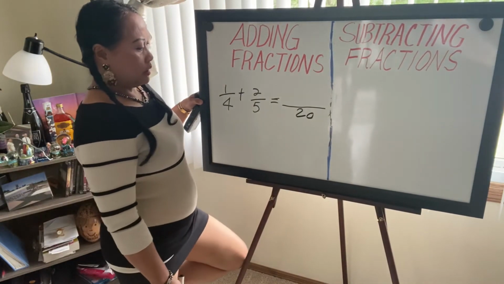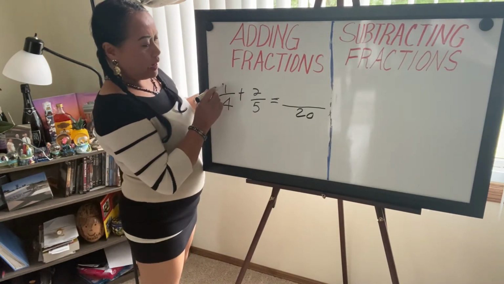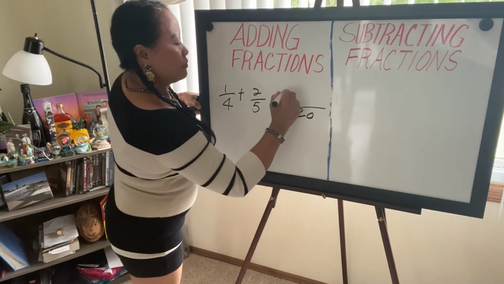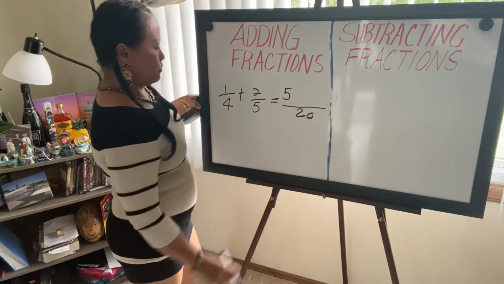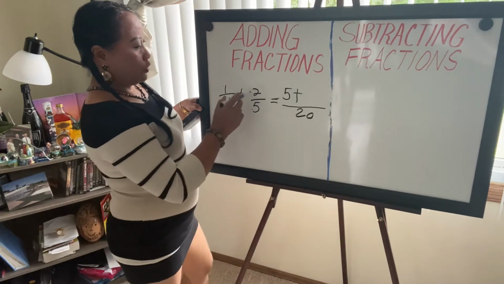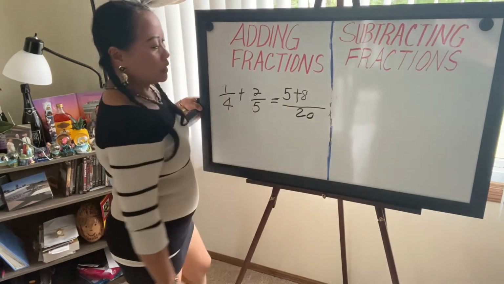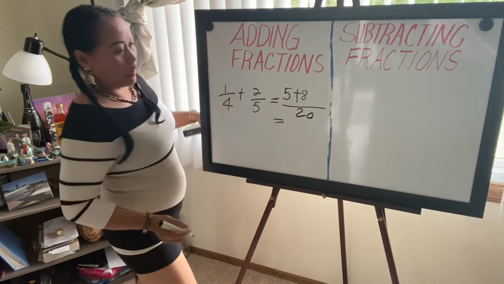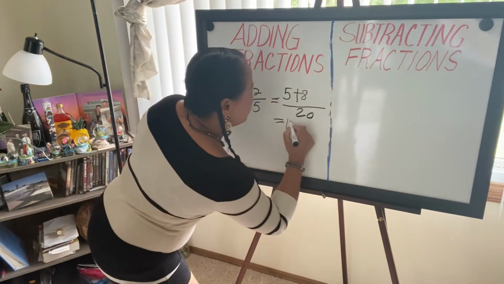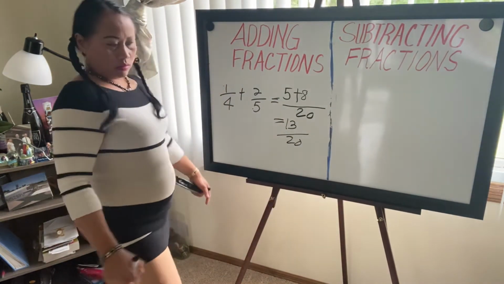Now, you can do this also. 1 times 5 equals 5. And then plus 2 times 4 equals 8. So now we can add. 5 plus 8 equals 13 over 20.